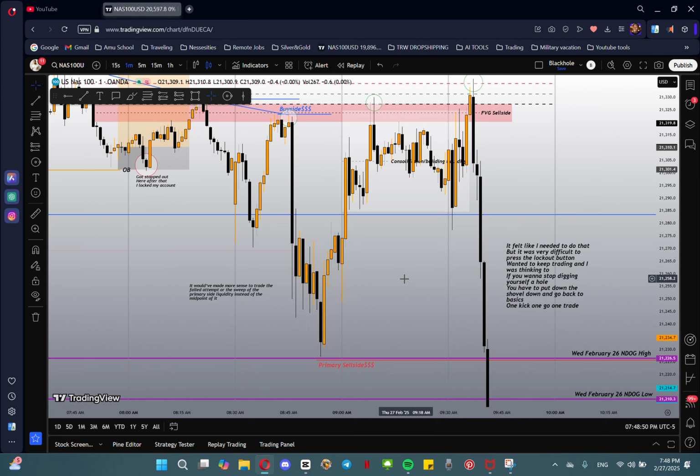So my last thought was it felt like I needed to do that when I locked my account, but it was very difficult to press the lockout button. I wanted to keep trading, and I was thinking, if you want to stop digging yourself a hole, you have to put the shovel down and go back to the basics. One kick, one goal, one trade.